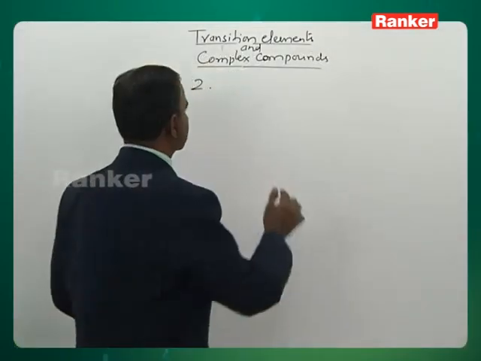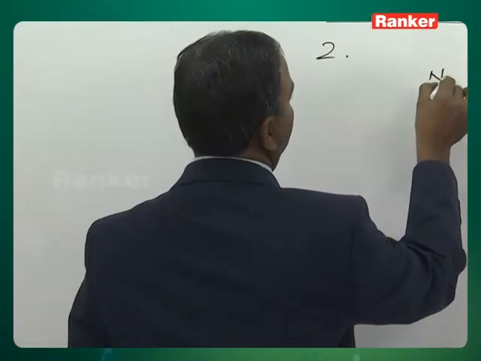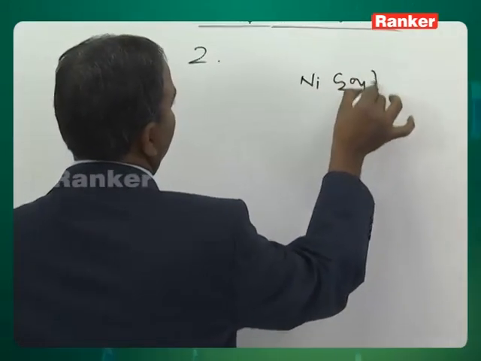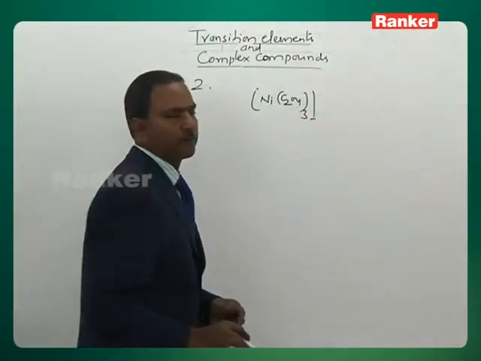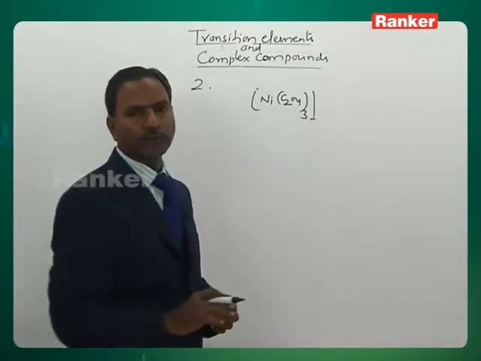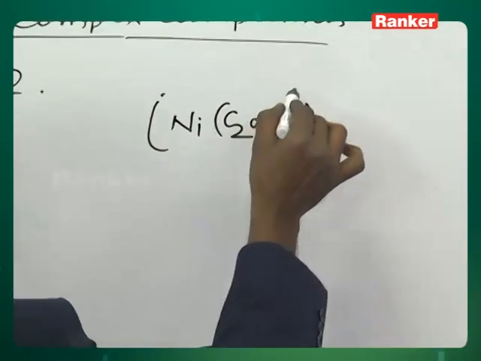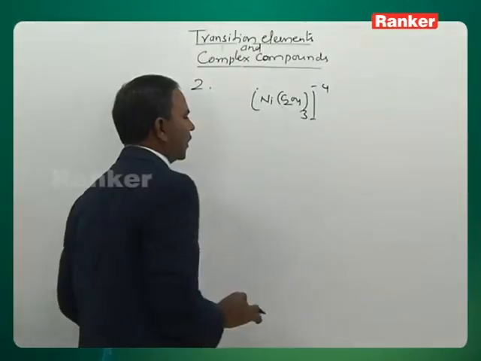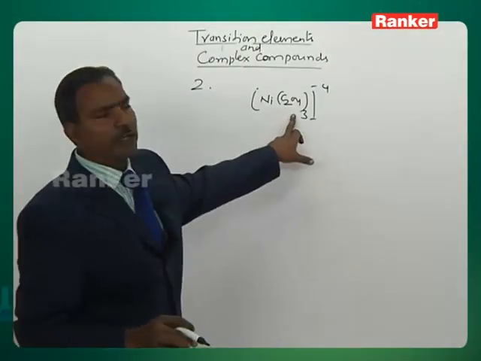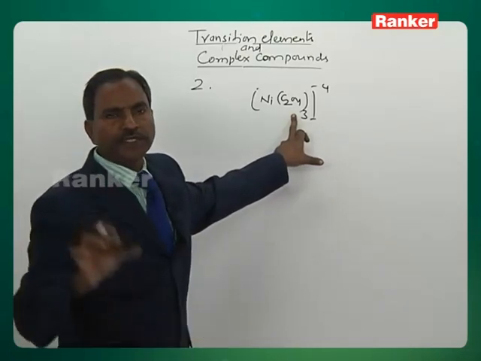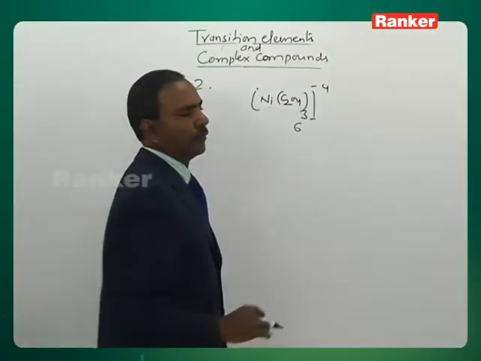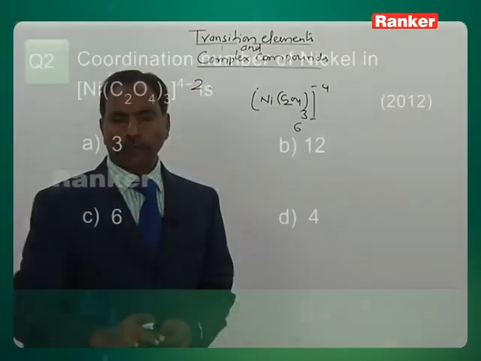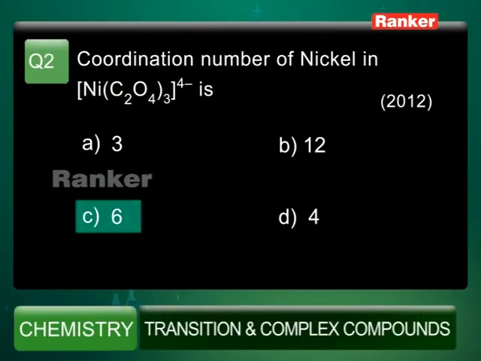In this particular complex, nickel with (C2O4) taken thrice, and the charge is given as minus 4. Yes, it is a plus 2 complex, we agree, and there are 3 oxalato ligands, each bidentate, therefore the coordination number comes to be 6 only. So for question number 2, the answer is C.